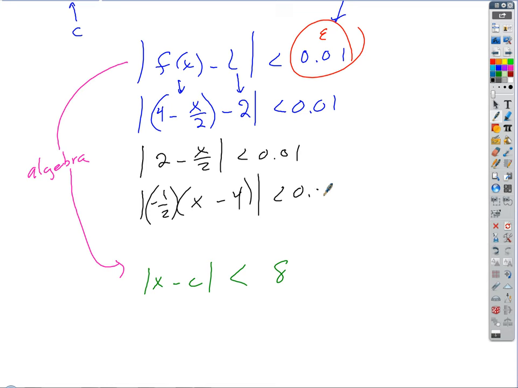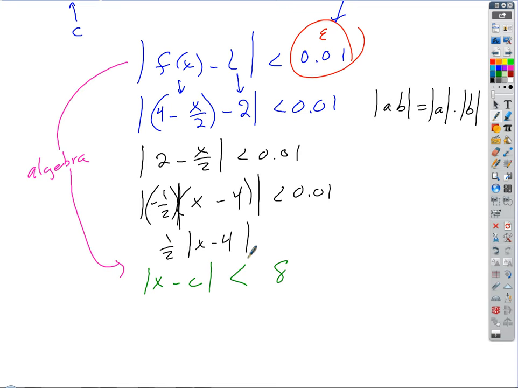Is less than 0.01. Well, what's the absolute value of negative 1/2? 1/2, right? So I could split this up into a product of 2 absolute values, because this is true. The absolute value of A times B, would you agree that's equal to the absolute value of A times the absolute value of B? Agreed? So then I can just make this a positive 1/2.